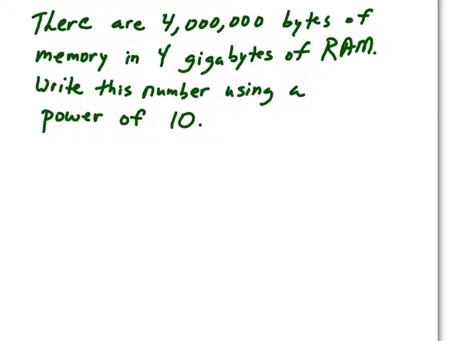So let's look at this first example, the word problem. There are 4 million bytes of memory and 4 gigabytes of RAM. Write this number using a power of 10. So we're trying to write the 4 million bytes of memory, I'm sorry, as a power of 10. So I'll just rewrite the number really quickly.